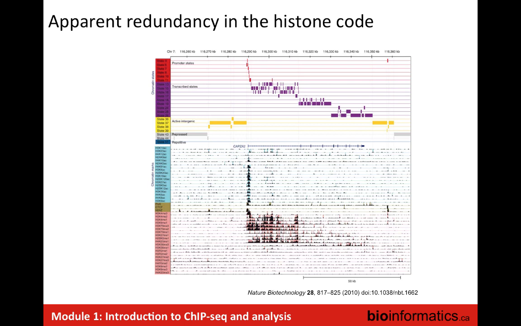And those of you who are all young, early in your career, there's lots of opportunity to study what these other modifications are doing, even though they're highly correlated with modifications that are currently studied intensively in the literature. Many of these modifications may have unique and very interesting functions.